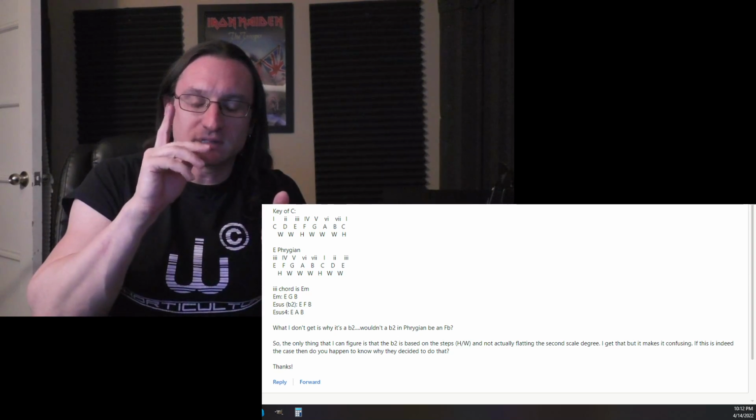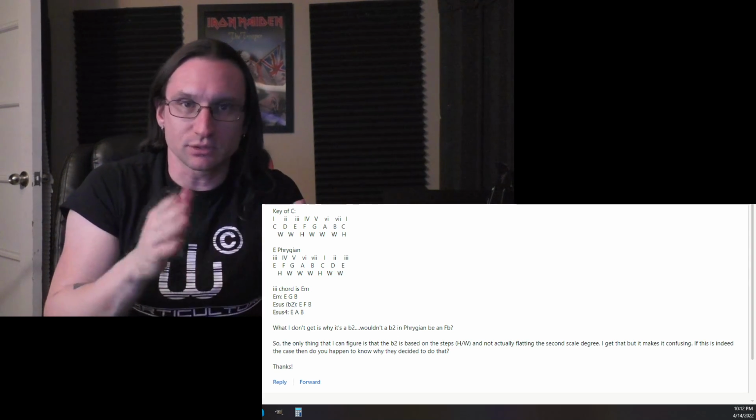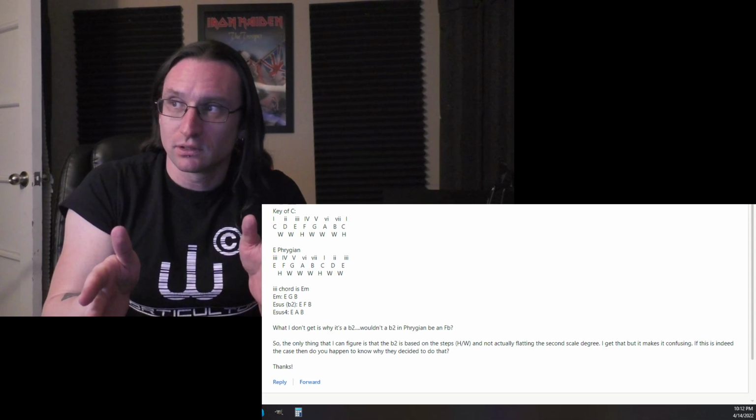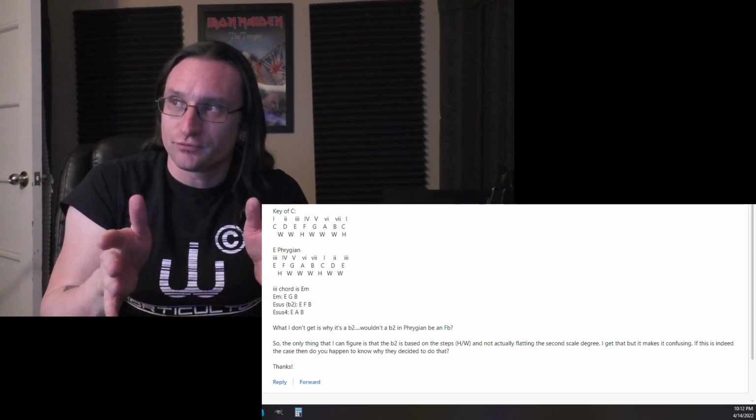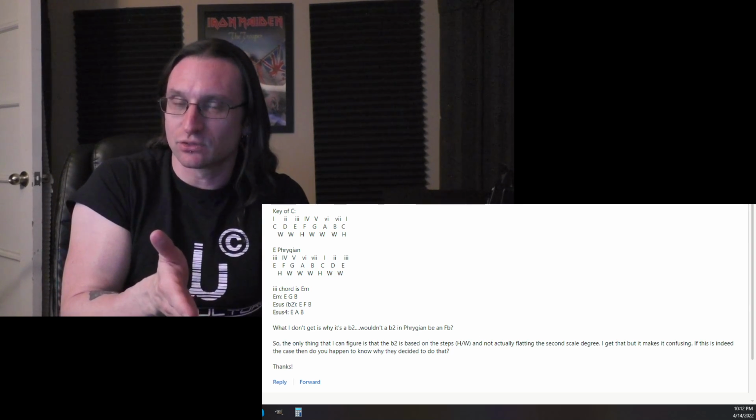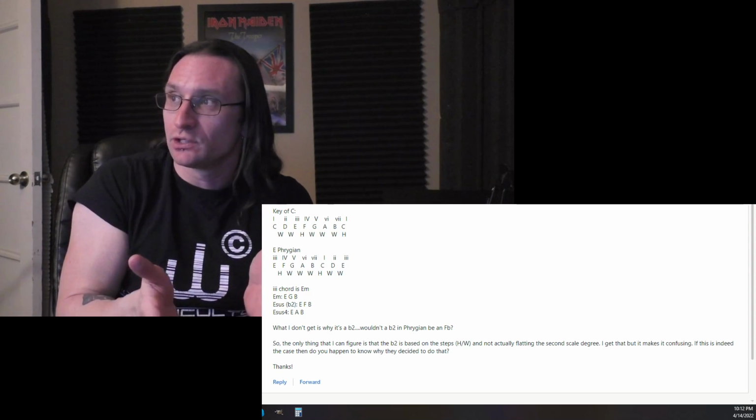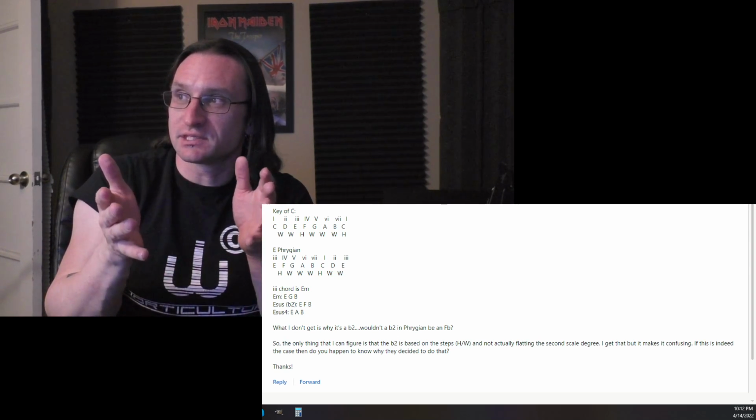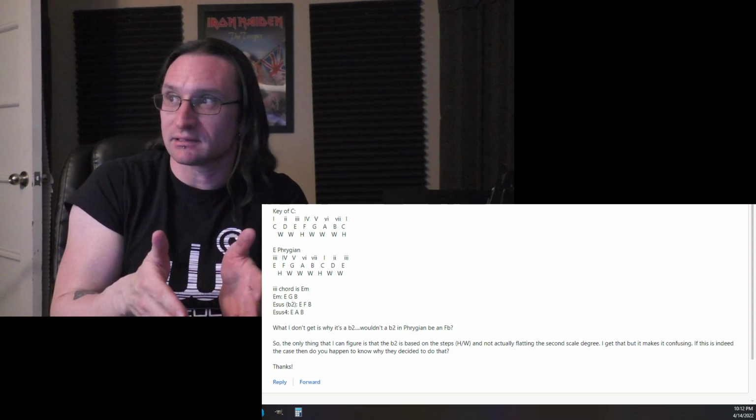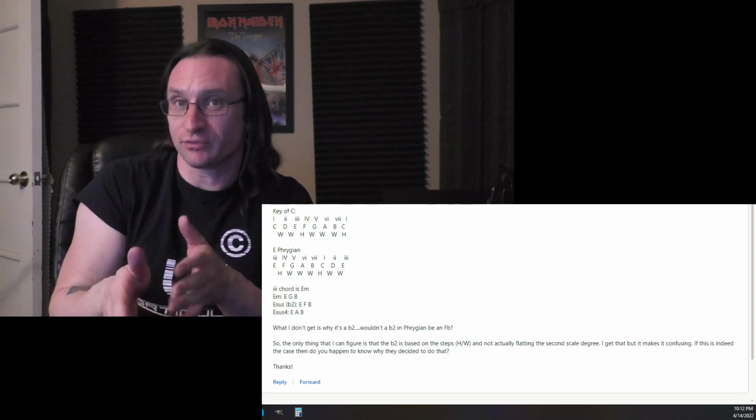So remember, intervals are units of measurement. It's a distance from one note to the next. So Phrygian E to F, that is a minor second, also known as a flat second. That's just what it is. You're not taking the 2 in Phrygian and flattening that, because it's already a flat 2.